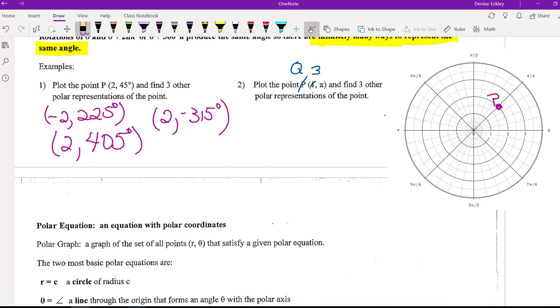So the other angle, I changed this to Q so I could use the same grid and I made it 3, so it's a little further away from the pole. So at 3, I'm at pi. So 1, 2, 3. So I'm here. Let me use a different color. Use blue.